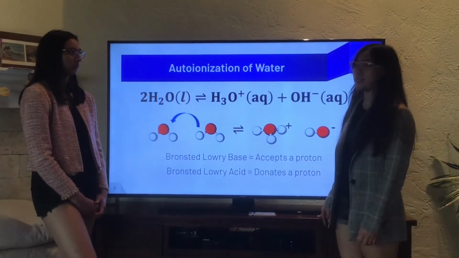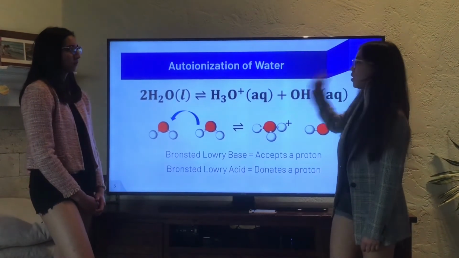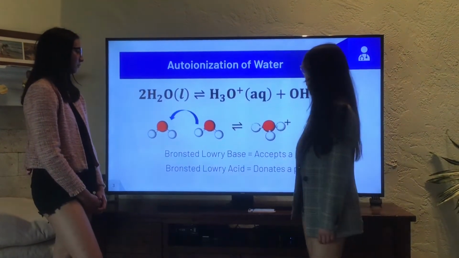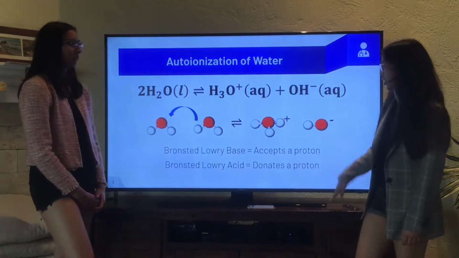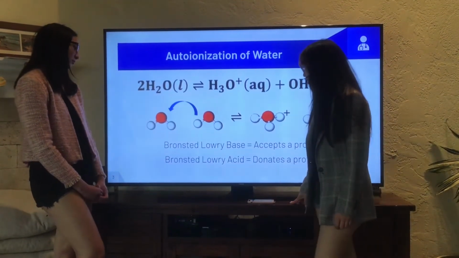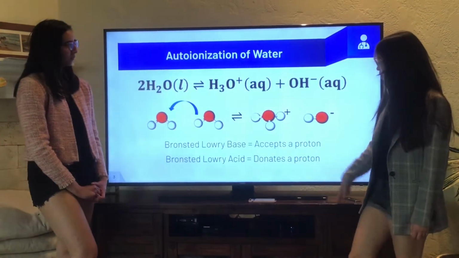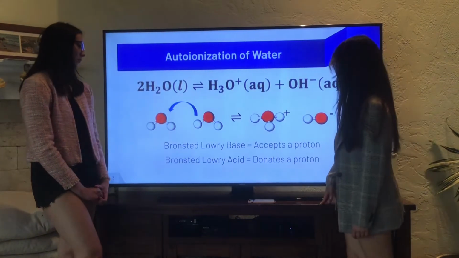A fundamental concept of acid and base chemistry is the ionization of water. As two water molecules approach equilibrium, they produce hydronium and hydroxide. Then there are two vocab words: Brønsted-Lowry base and Brønsted-Lowry acid. A base is one that accepts a proton, and an acid is one that donates a proton.